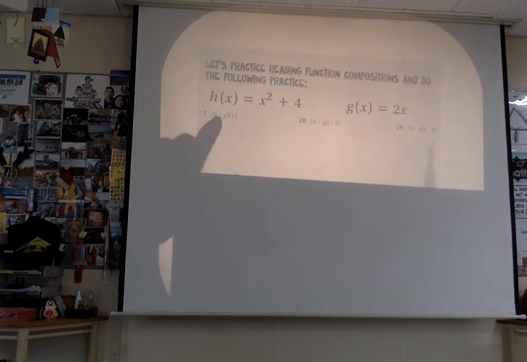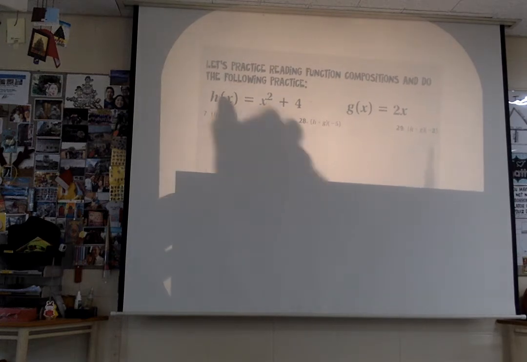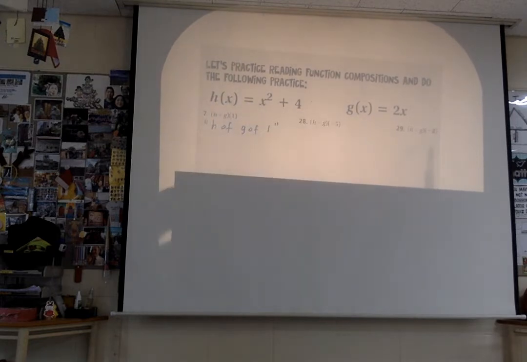So what does this mean? H of g of 1. Let's actually read this, okay? H of g of 1. That's what it's saying. You always do the inside first, okay? So g of 1 first. You can read this as h of g of 1 if you want to, okay? That makes it easier because you do this first.